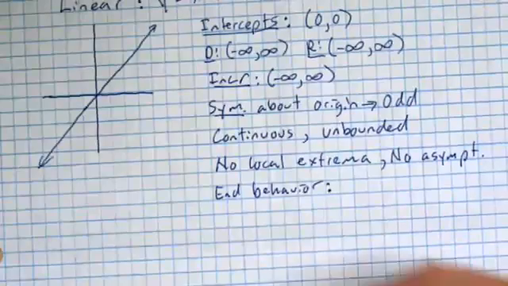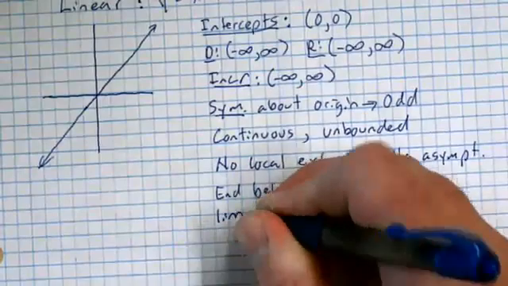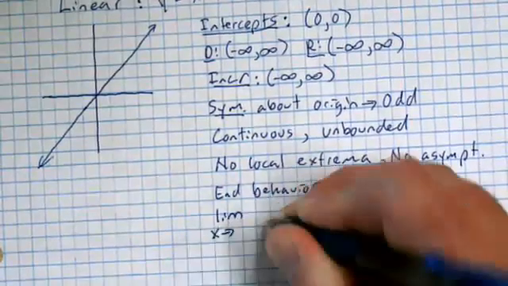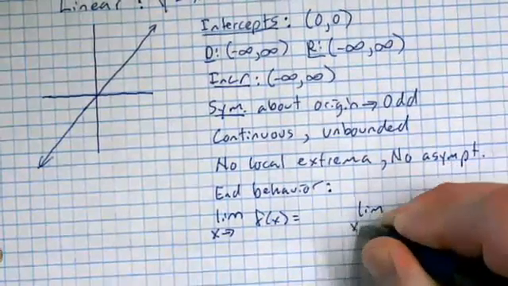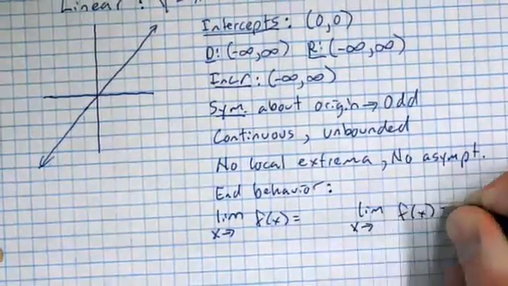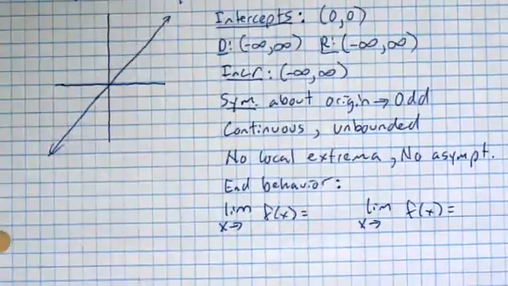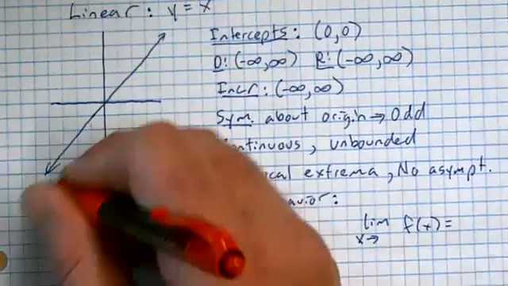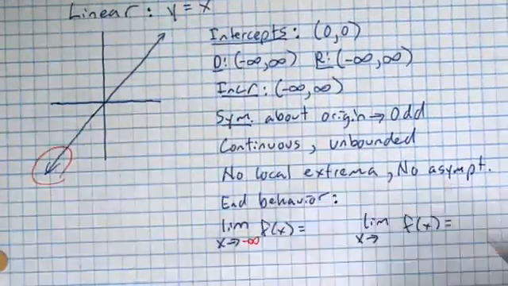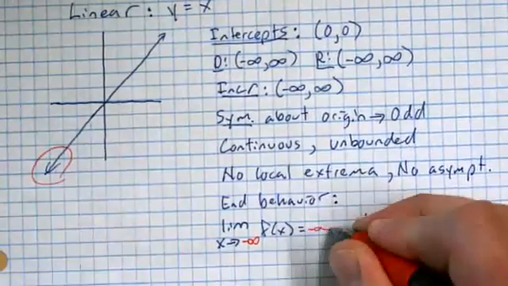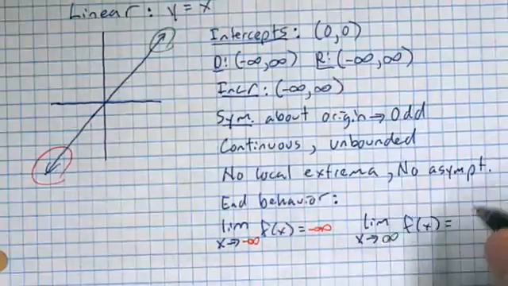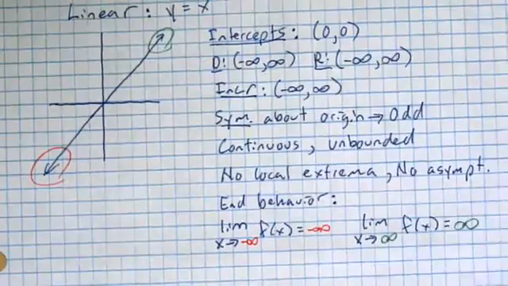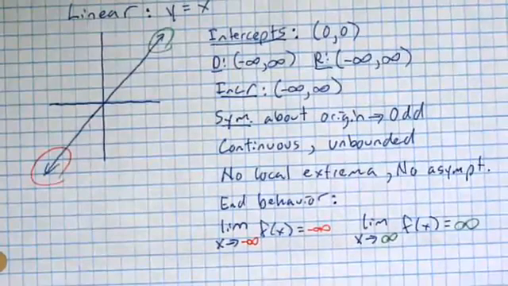End behavior, we're just going to write it out. I'm going to write out my format first. So on the left, that would be negative infinity for the x. It's going down. That's negative infinity. And on the right, that would be positive infinity for x. It's going up. That's positive infinity. And we're done with that one. And we move on to the next.